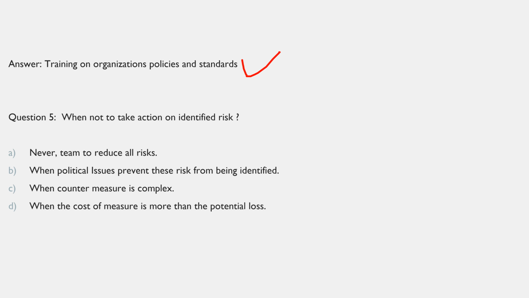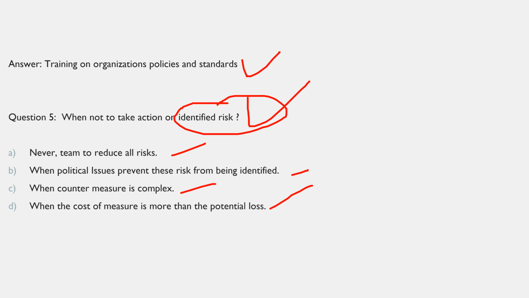Here the next question is: when not to take action on an identified risk, right? If a risk is identified, in what scenario does no one have to take action? The options are: never, aim to reduce all risk, when political issues prevent these risks from being identified, when the countermeasure is complex, and when the cost of the measure is more than the potential loss.